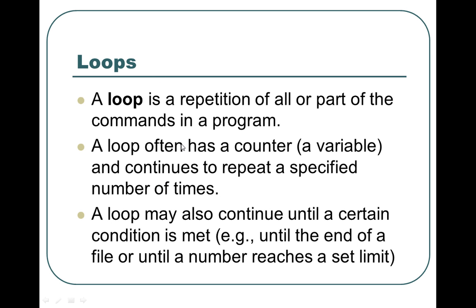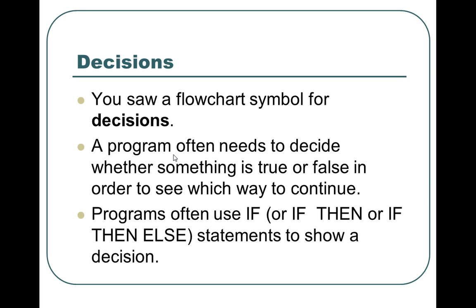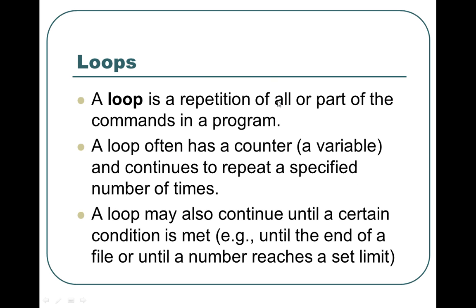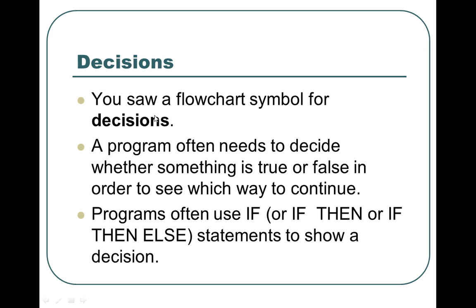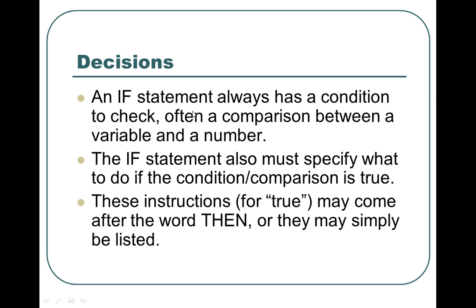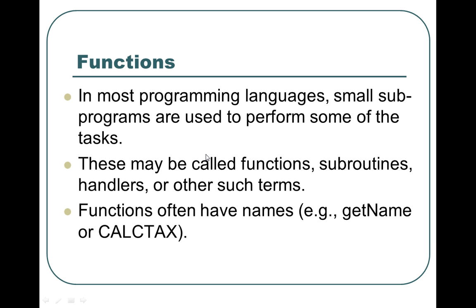Then we talked about a loop. A loop is a repetition of all or part of the commands in a program. Then we talked about what a decision is and how we can represent the decision with the help of a flowchart. This is the decision, like an if-else statement.